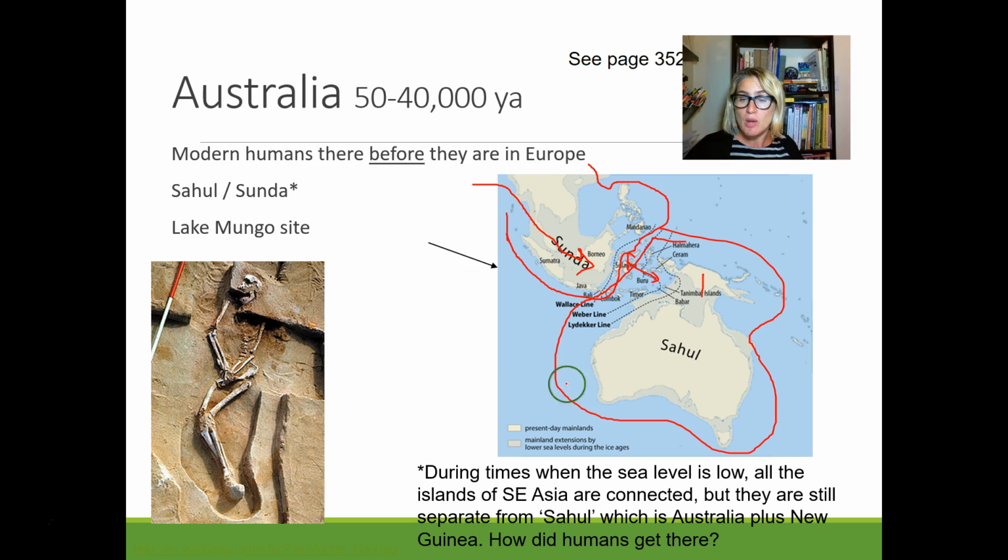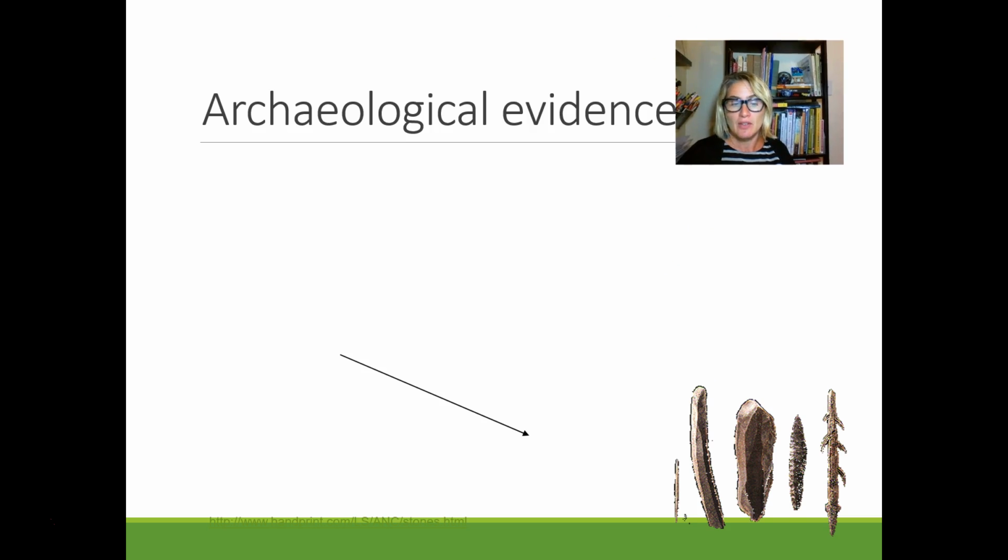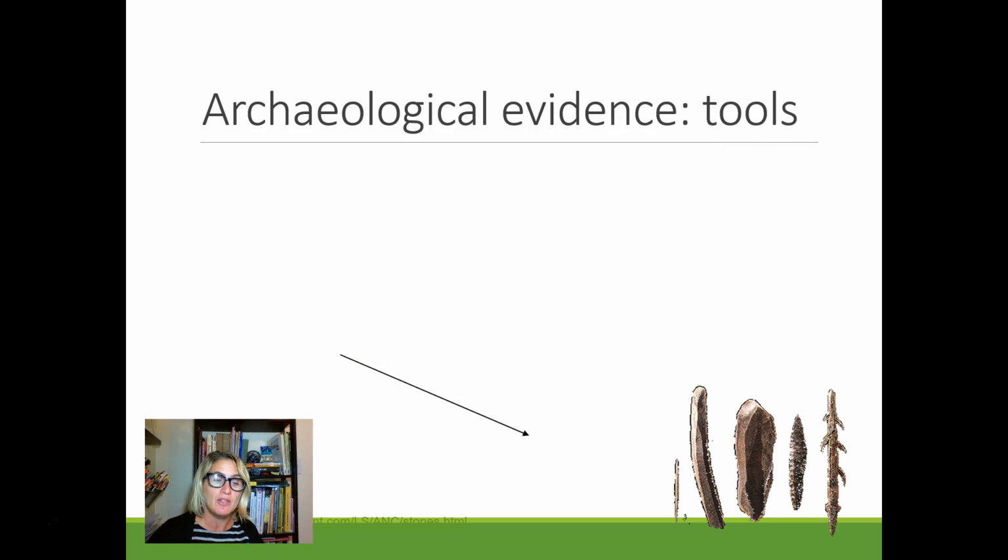But in Australia, we have things like the Lake Mungo site, where we have this beautiful burial of an anatomically modern Homo sapien, and I believe it even has some mineral deposits to color it. So that is some of our paleontological evidence of this early emergence of anatomically modern Homo sapiens.